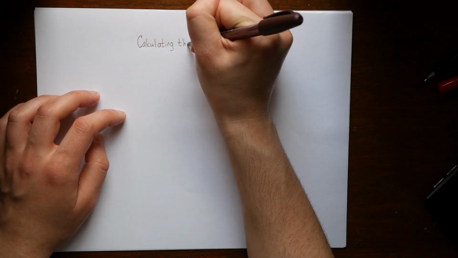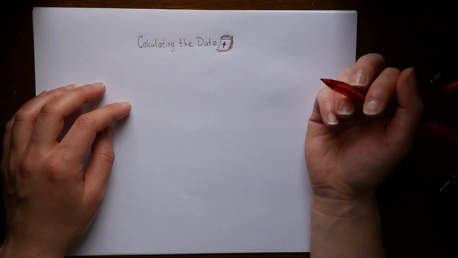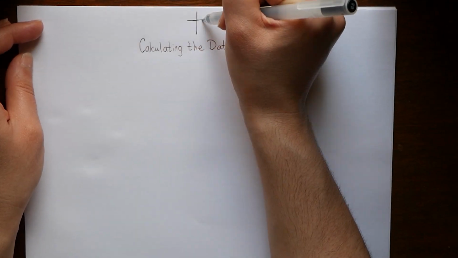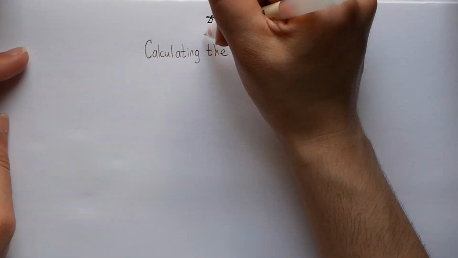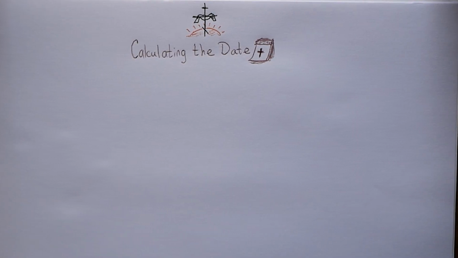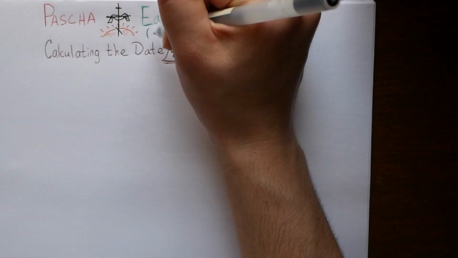If you haven't already watched my video on the calendars, you might want to do that now, since we're going to be talking about the difference between Western and Orthodox Easter, which is based mainly on the difference between the Julian and Gregorian calendar. So let's get into it. Calculating the days of Pascha/Easter.